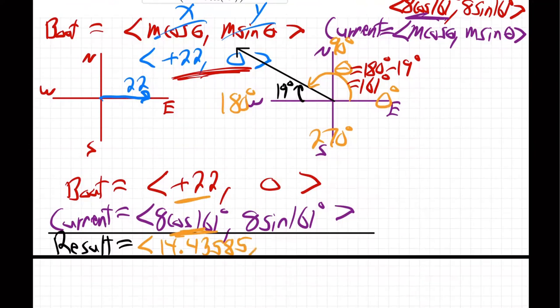The other side, I'm going to add up this and this. Well, the 0 is easy, just 8 sine 161. So that's going to be 2.60454.